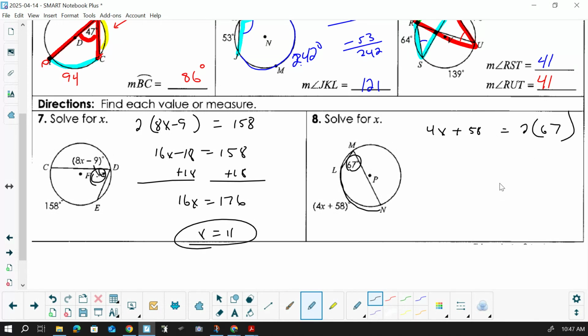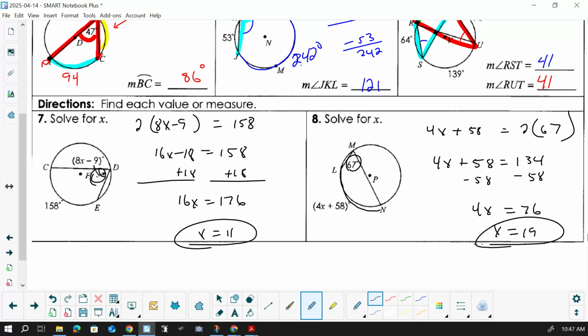So 2 times 67 is 134, so 4x plus 58 equals 134. Then we're going to subtract 58. 134 minus 58 is 76, so 4x equals 76. Divide by 4. 76 divided by 4 is 19.